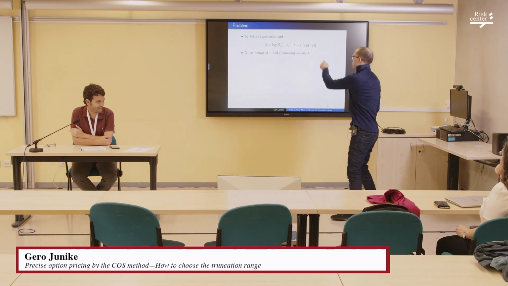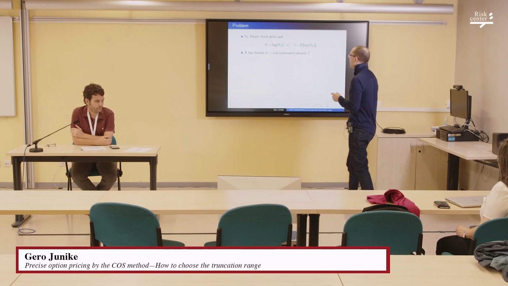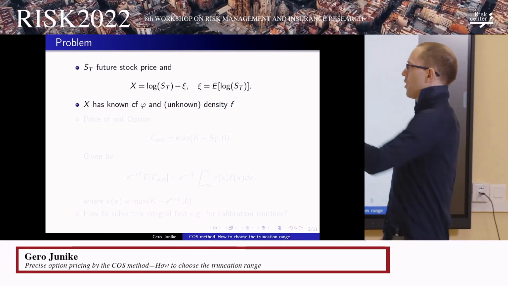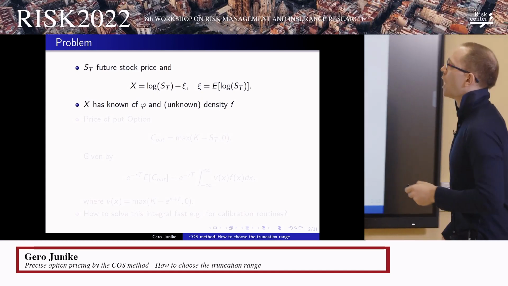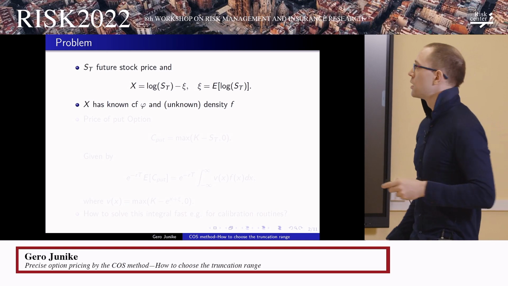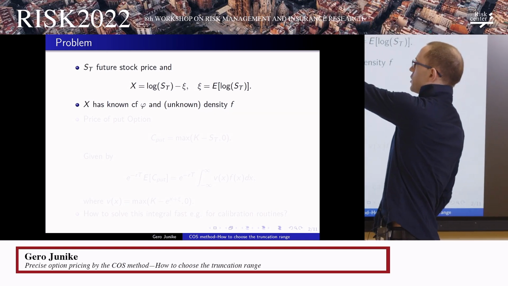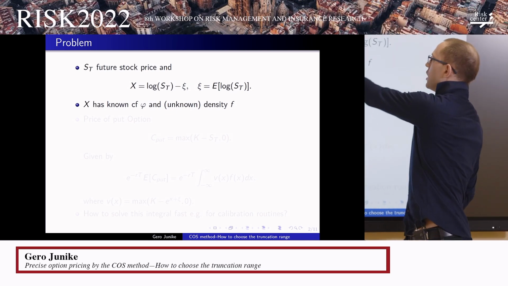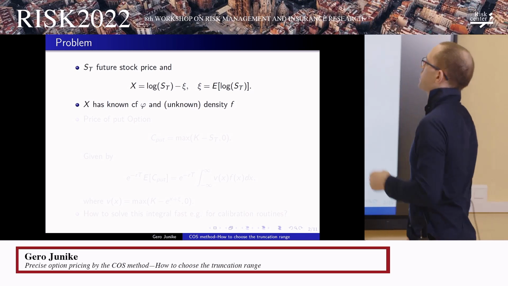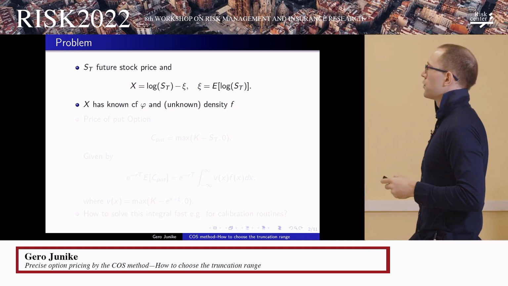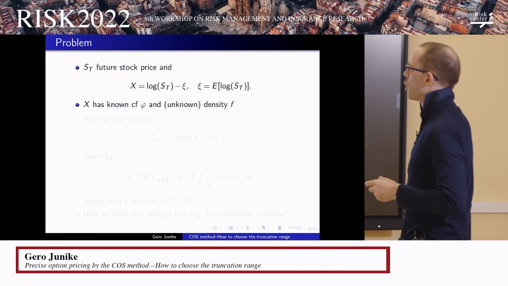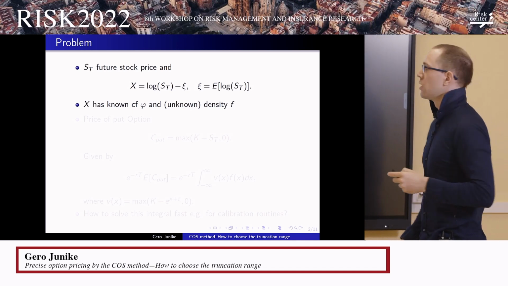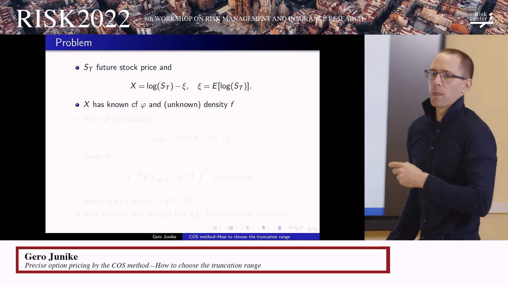In this talk, we will look at the following problem. We have a stock, and the price of the stock at a future time can be described by the random variable S_T. We look at X, the centralized log returns. That is, X is defined by the logarithm of S_T minus c, where c is the expectation of the logarithm of S_T. We assume that X has a known characteristic function phi, but an unknown density f.